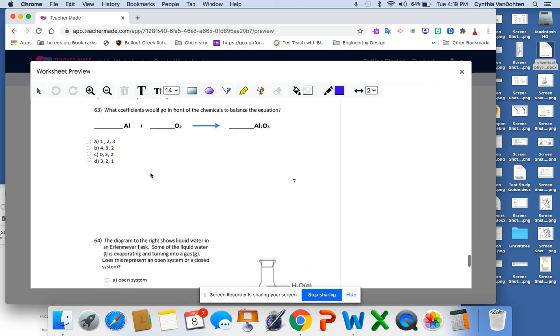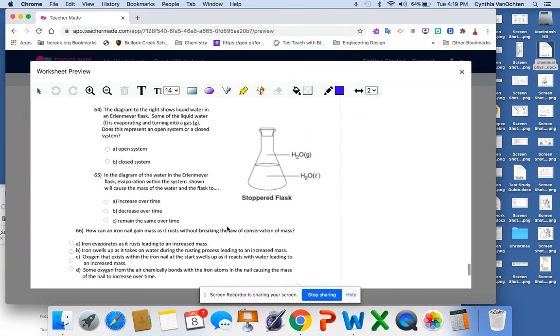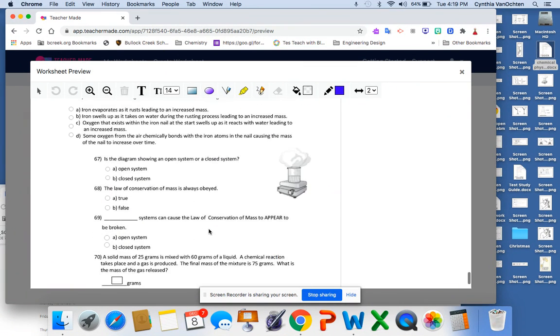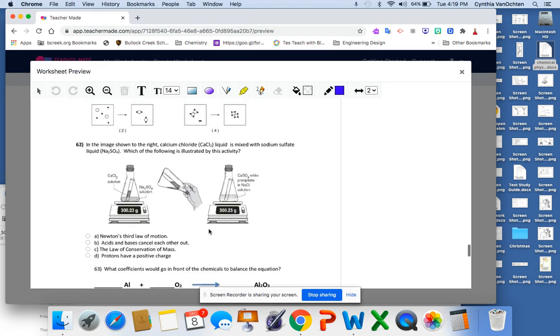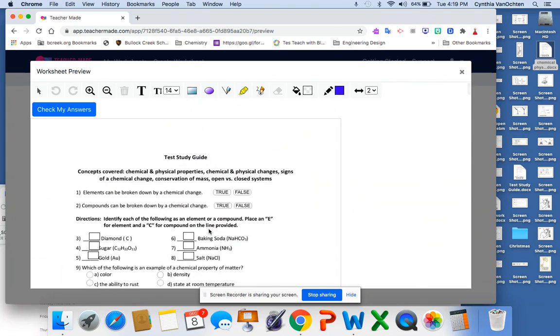All right, more conservation of mass. Here you have to balance an equation, just a very simple one to figure out what coefficients go in front of these elements and what coefficient goes in front of the compound in order to make the number of atoms going in equal to the number of atoms coming out. A few questions about open versus closed systems. Okay. And if you have any questions about the study guide or any questions about any further instruction as far as what's on the test, just please let me know.